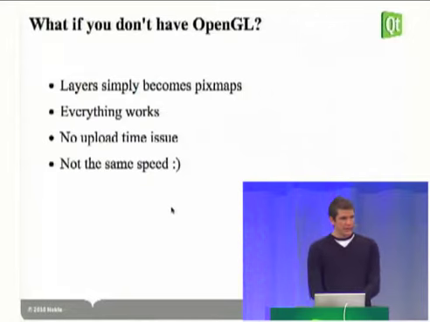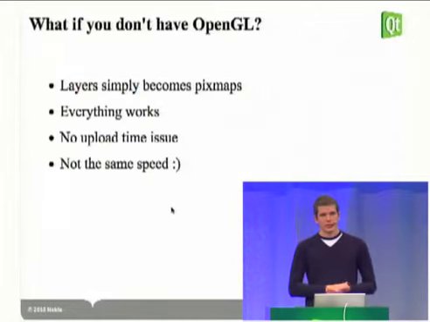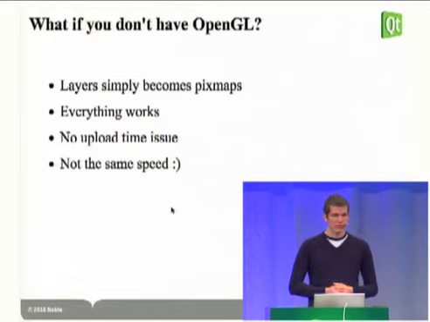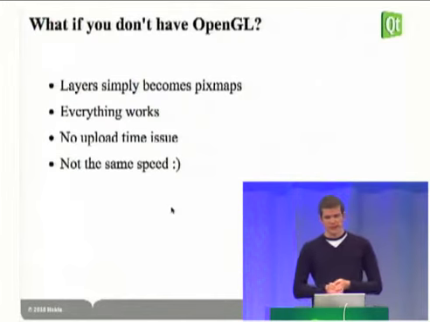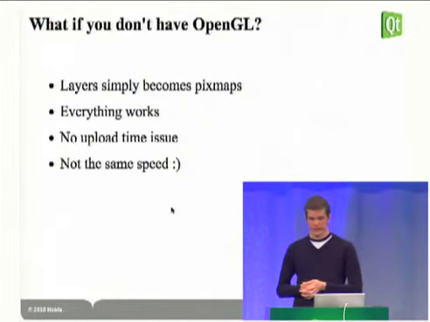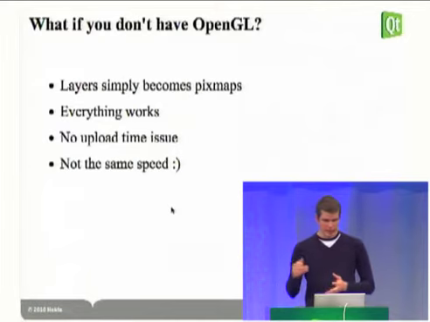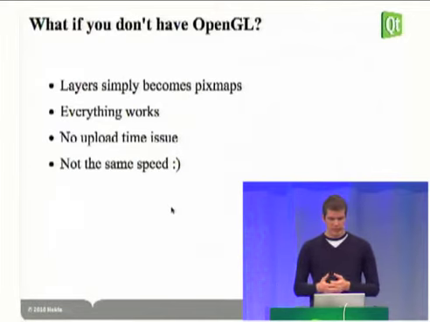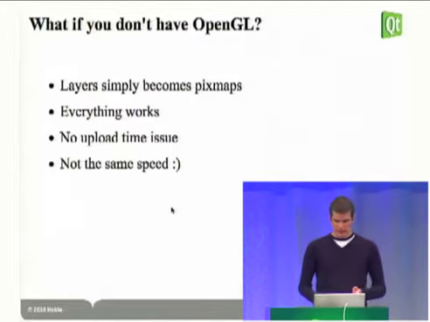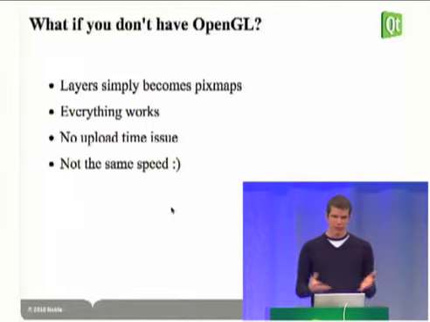Now, what if you don't have OpenGL? Since we are using QGraphicsView, everything is based on QGraphicsScene. Just everything works. The metrics are done on the CPU, and all the transforms are done on the CPU. You of course don't have the upload time issue, but you don't get the same speed as if you're using the GPU. And in my case, on my slide, I'm not using the GPU. That's all CPU rendering. So it's still pretty fast on desktop. Of course, I have very, very simple animations.